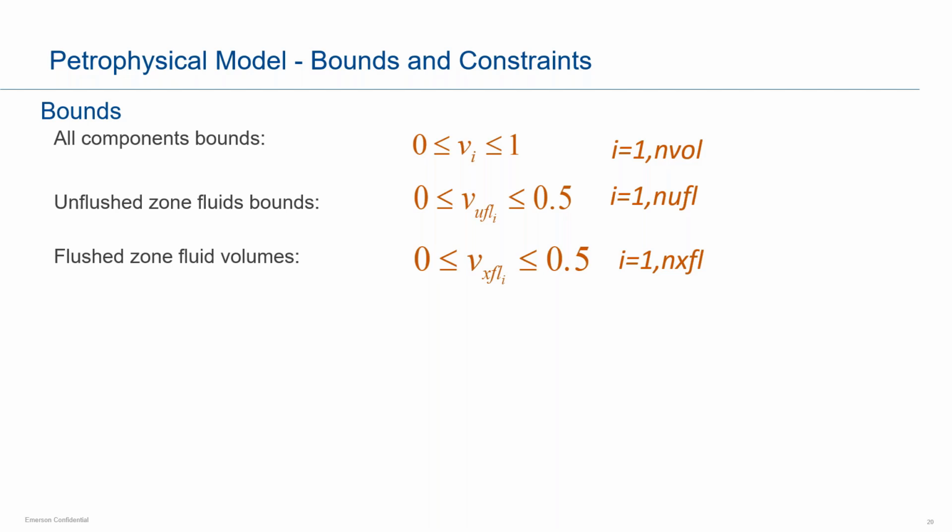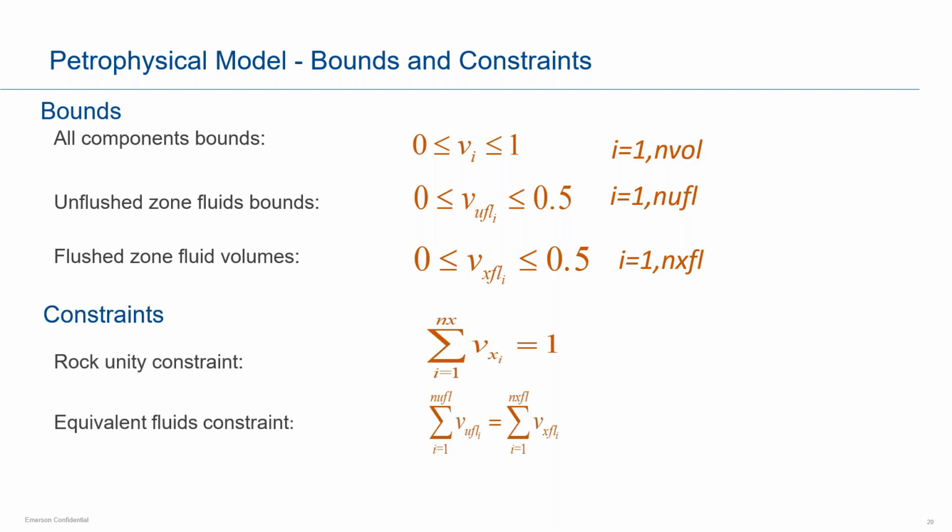For the fluids, it can be between 0 to 0.5 only, even for flushed and the unflushed zone fluids. Regarding the constraints, you can see the unity constraint, which means the sum of all the volumes, including minerals and fluid, should be 1. Second is the equivalent fluid constraint. The summation of fluids in the unflushed zone and the flushed zone fluid should be the same.